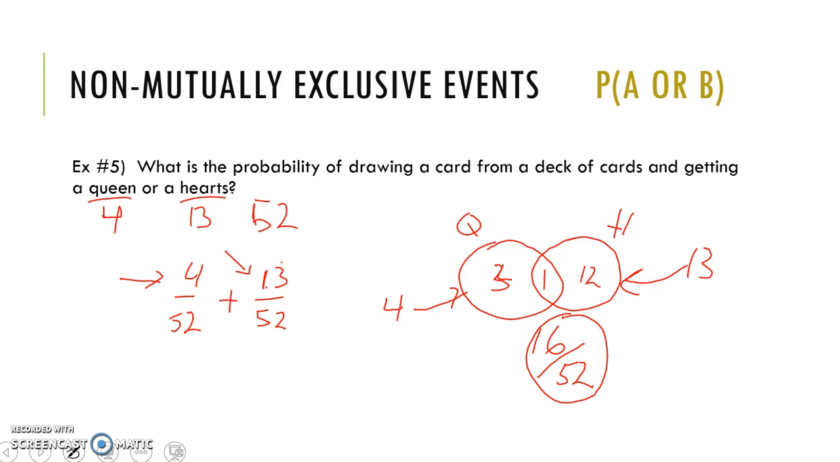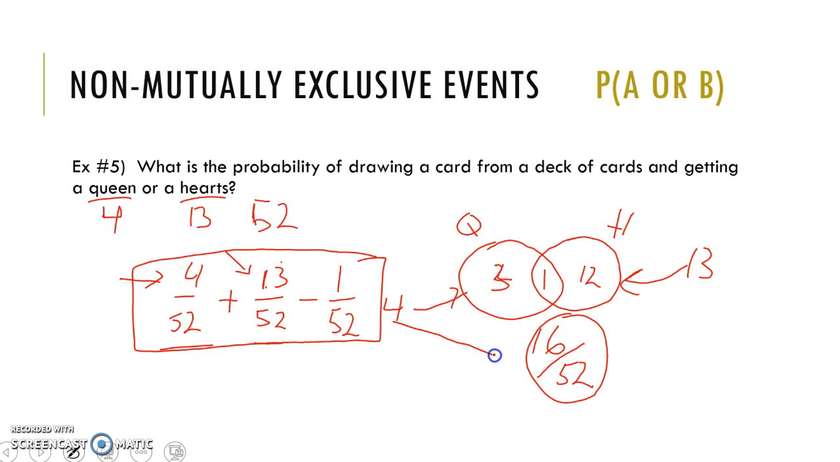That's the probability. What we'd have to do here is this. We would have to take the probability of drawing a queen plus the probability of drawing a heart minus the probability of drawing a queen and a heart. There's one card that's both a queen and a heart out of the 52 cards. This would be my formula for this. That would give me 16 out of 52.